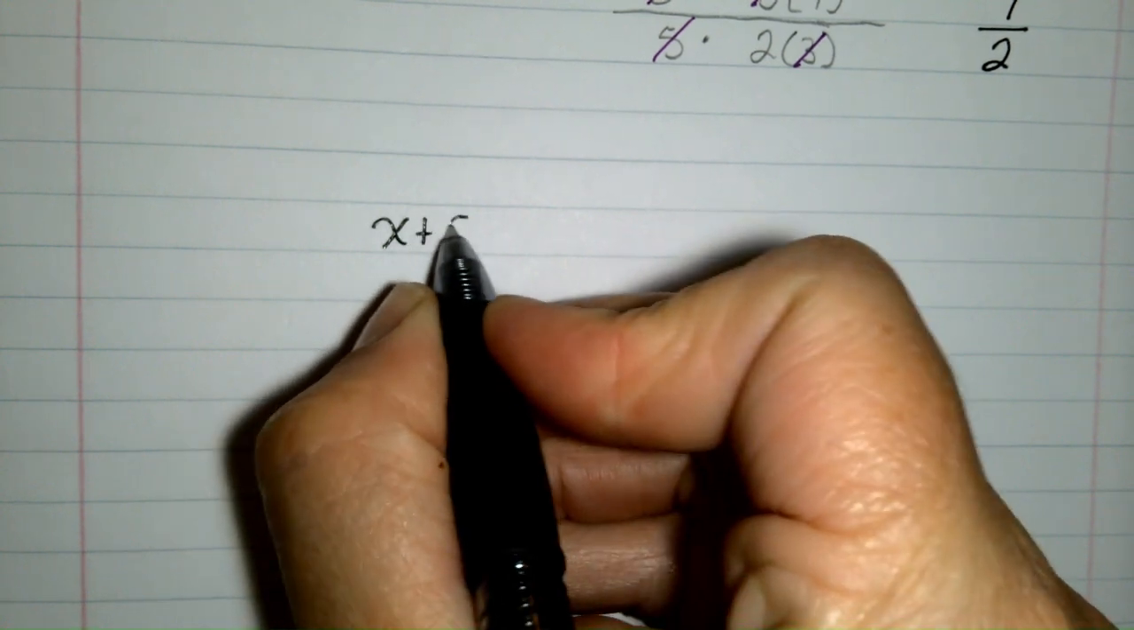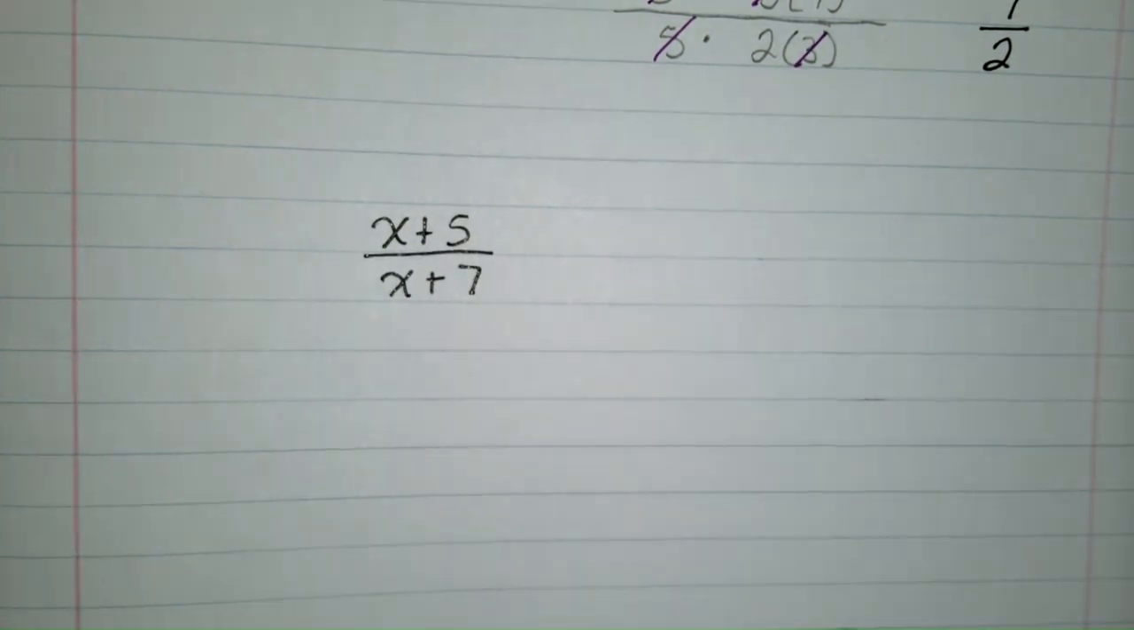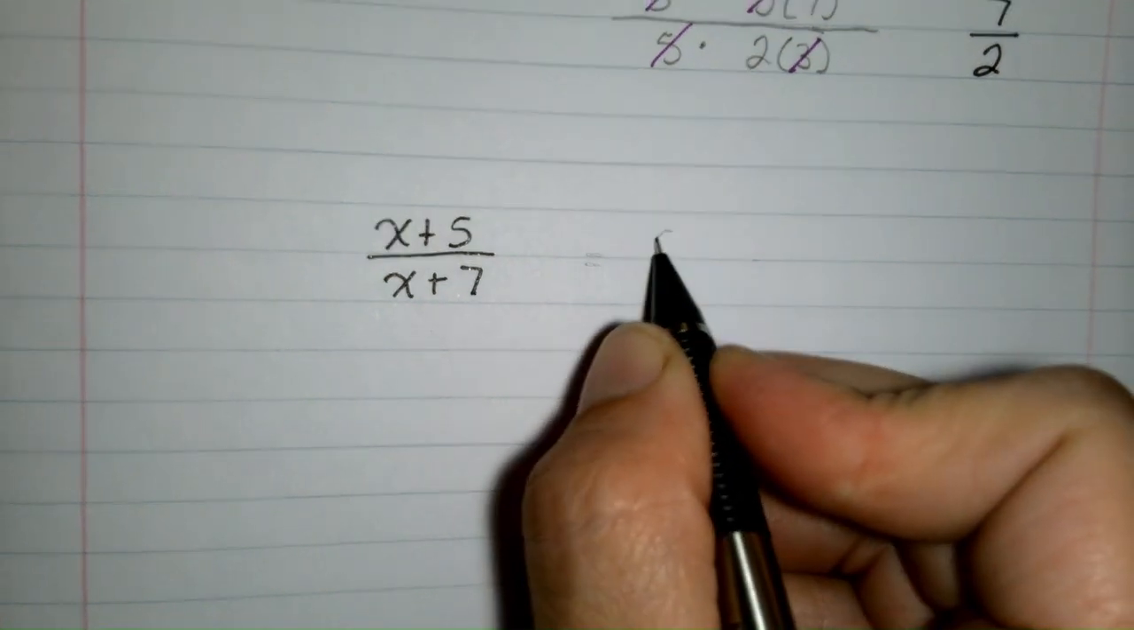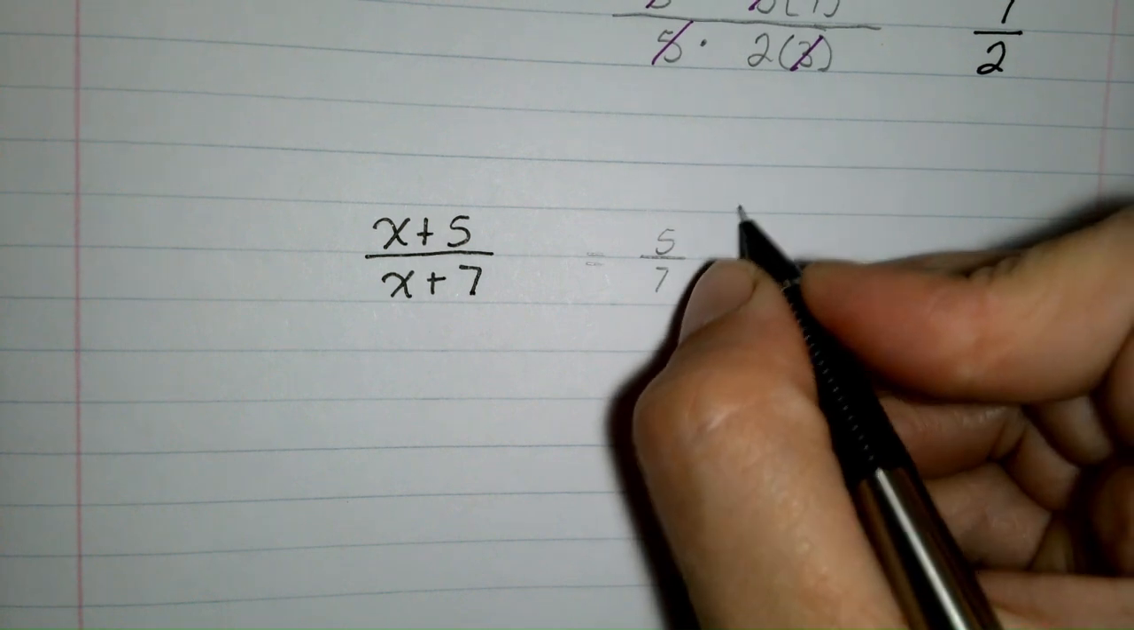Now a common mistake I see is, let's say we have x plus 5 over x plus 7. A lot of people want to say this equals 5/7. Well, that's true if x equals 0.